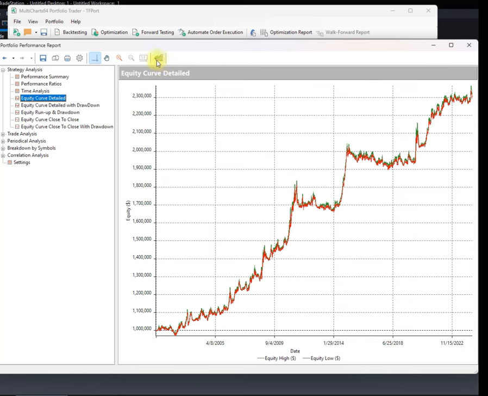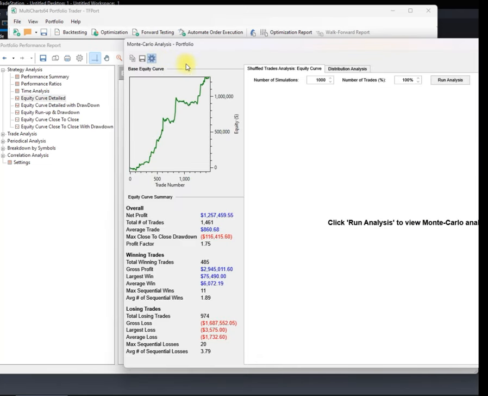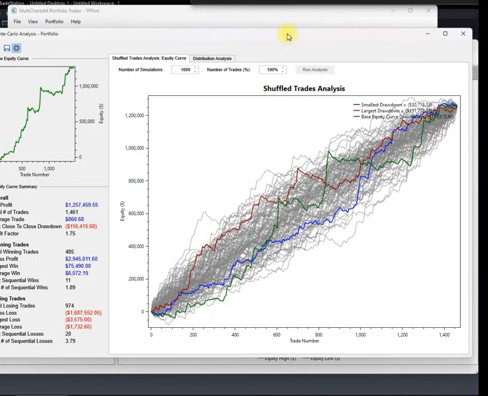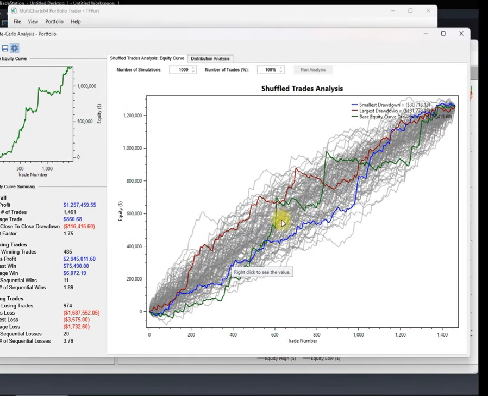I think it's faster. Let's do a Monte Carlo analysis real quick. There's your equity curve. It just gives you a quick snapshot of the equity curve. Now let's run the analysis using the Monte Carlo analysis. That's 1,000 iterations. The red is your largest drawdown equity curve. The green is your base equity curve that we just generated, and the smallest drawdown would be this equity curve here. And because it is replacement, they all begin at the same point and they all end at the same point, because we're replacing the trades with the Monte Carlo analysis.